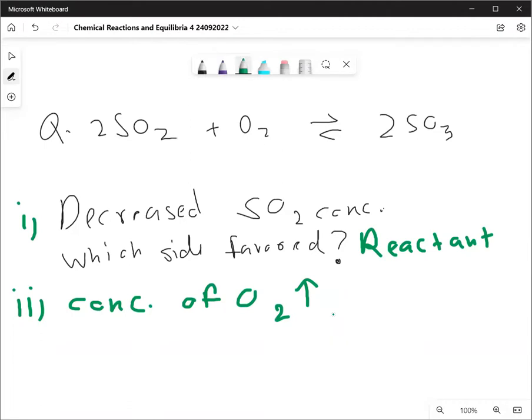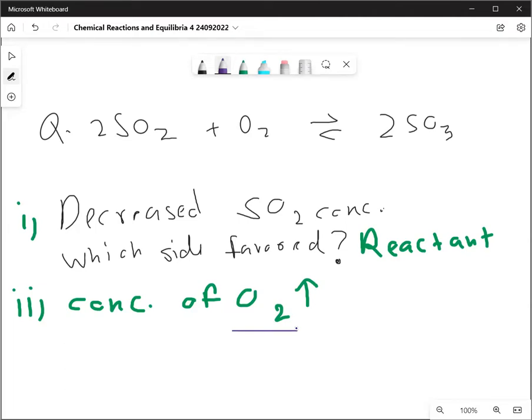Increasing concentration of reactant or product favors yield of product or reactant. Right, you're reading the whole thing, but first tell me what is oxygen here? Is it reactant or product? Reactant. So what is being increased, product or reactant? Reactant is being increased.